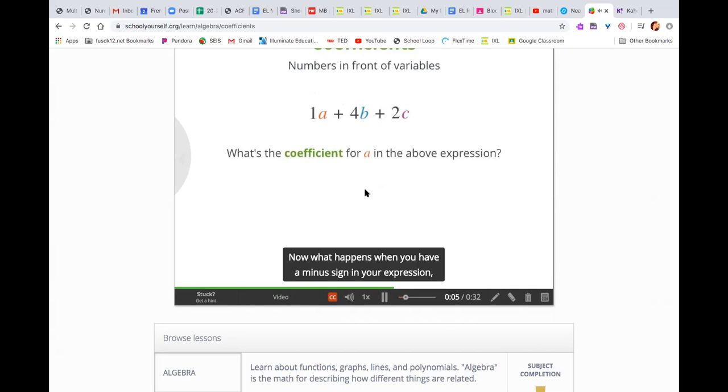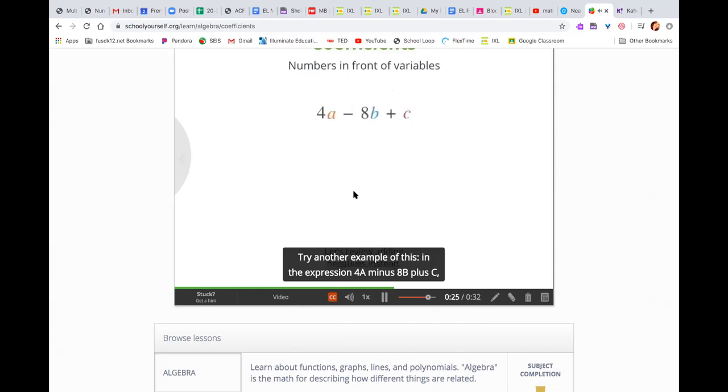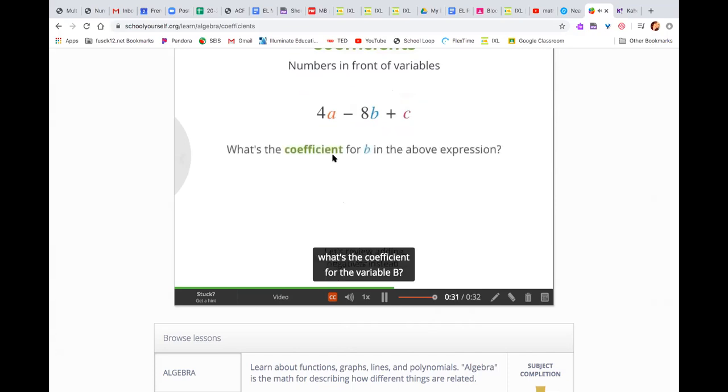Now what happens when you have a minus sign in your expression, like 6x minus 3y? Well, subtracting 3y is the same thing as adding negative 3y. Click here if you want to review why that's true. So the coefficient for y is negative 3. Try another example of this. In the expression 4a minus 8b plus c, what's the coefficient for the variable b?